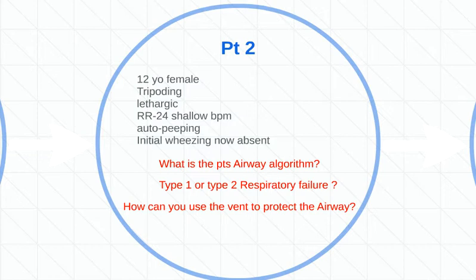Well, it's not a crash. It's not failed. It's not difficult. So she's not really in that section, but we do know she's in respiratory failure. It's a type 2. How can you use the vent to protect her airway? Well, you could do one of two things. Actually, even three things. You can hook up CPAP along with your neb, along with all your other treatments and medications that you're going to give: albuterol, Atrovent, some Solu-Medrol.